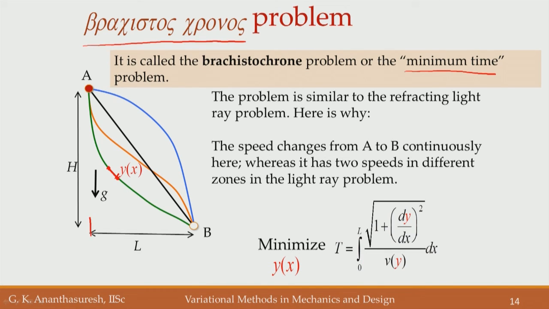If you take your axis here like this is x and this is y, then y of x is our function. In terms of y of x, it turns out to be this integral 0 to L square root of 1 plus dy by dx square divided by v of y, which we have to derive from conservation of energy.